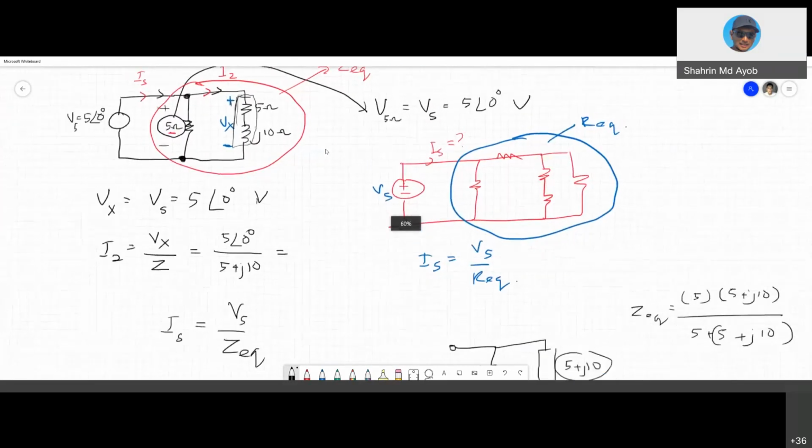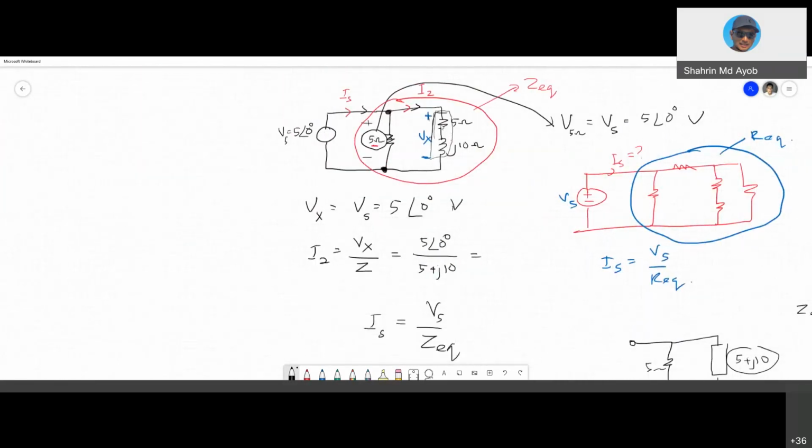And then next, maybe the question can be, for example, after you get Vx, what is the voltage VR here? We call this one VR. So you can use the voltage division technique. After you obtain Vx, where Vx is Vs, which is 5, your VR uses voltage division: the resistor element over the total elements, 5 plus J10, multiplied with Vx. So you can get your VR.